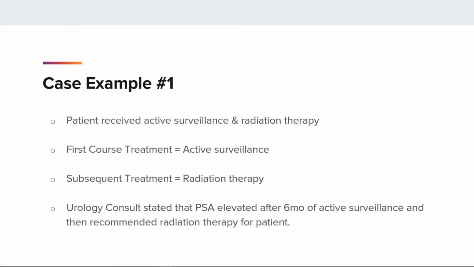Based on the case example, active surveillance will be the first course treatment, which is unique to prostate cancer cases. Active surveillance is considered a first course of treatment per prostate NCCN guidelines. Since active surveillance is the only first course of treatment and cannot be combined with any other treatment plan, the radiation treatment is the second course of treatment.